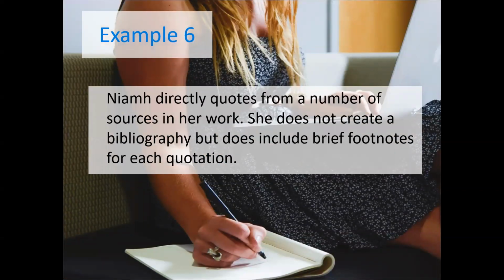Next example. Neve directly quotes from a number of sources in her work. She does not create a bibliography, but does include brief footnotes for each quotation. So Neve is nearly doing the right thing. She's done half a job here. She's included brief footnotes, but without a bibliography, that information isn't really enough to track down what her sources are. So she hasn't properly cited her sources. She will probably get marked down when her work is actually an assessed essay or dissertation.